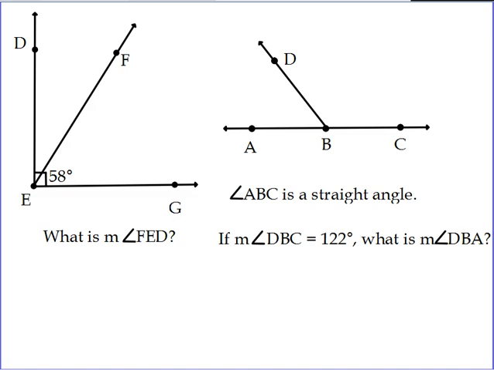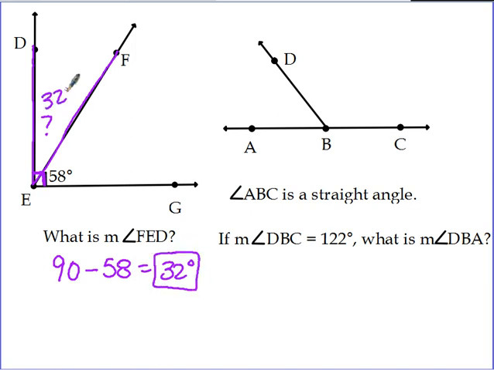Now some of these problems are going to get a little bit tougher. But these two talk about special angles. I see this little box here. This little box here tells me that the whole angle is 90 degrees. So if I want to find FED, which is that angle there, I would just take 90 minus 58, which gives me 32 degrees. So I know that this one here is 32.